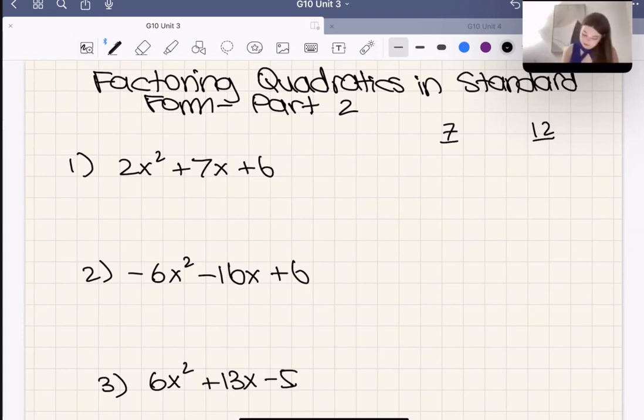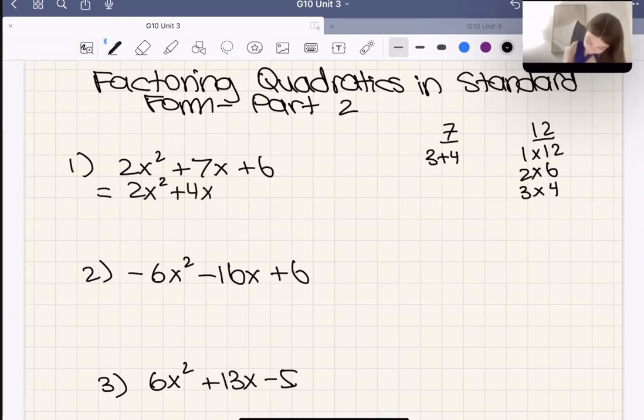Okay, so let's do that. I have 1 times 12. Let's see, 2 times 6, 3 times 4. Oh, 3 times 4. Well, that could work, right? 3 plus 4 is equal to 7. Awesome. All right, so now what's my second step? Well, I'm going to separate this into 3x and 4x, like that. Okay, and now I can partial factor the first two and partial factor the second two.